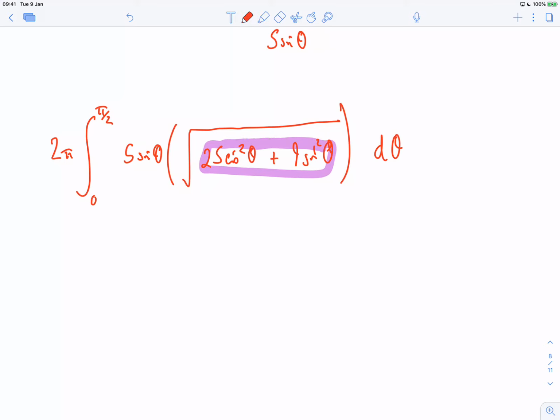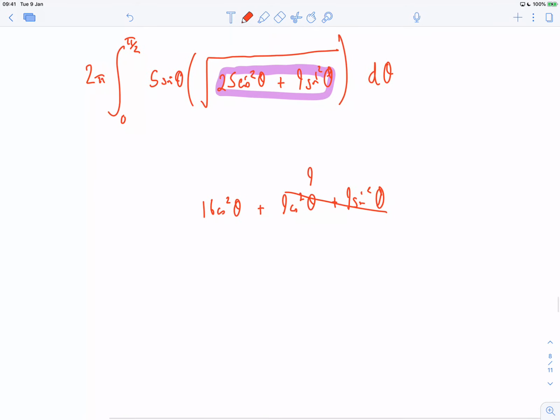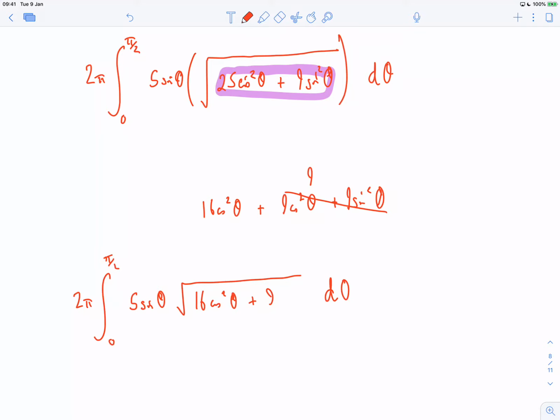because I'm going to have, well, 25 cos squared can be written as 16 cosine squared theta plus 9 cos squared theta, and then I've already got a 9 sine squared theta there, so that can cancel down to just 9, because cos squared plus sine squared equals 1. So this is going to be the integral from 0 to pi over 2 of 2 pi times 5 sine theta times the square root of 16 cosine squared theta plus 9 d theta.